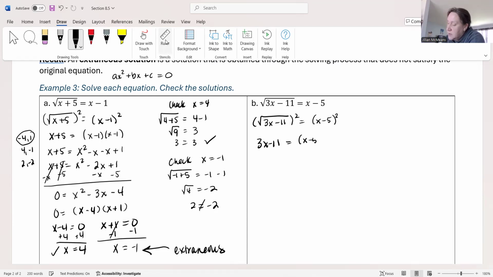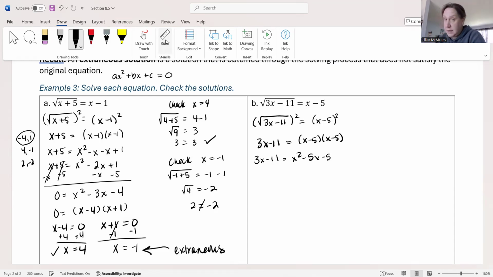On the right, I have x minus 5 times itself. So let's FOIL. When you have x minus 5 squared, there is a shortcut to the foiling. If you know the shortcut, take it. If you don't remember it from when we talked about it chapters ago, just do the full FOIL method. So x times x is x squared. x times negative 5 is negative 5x.